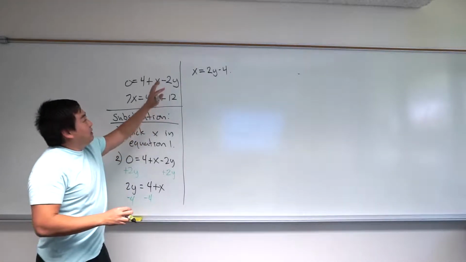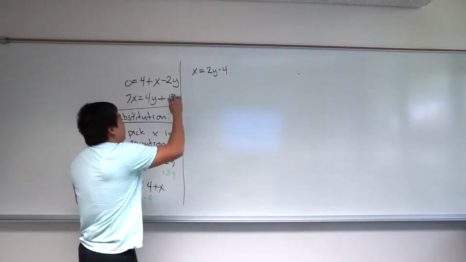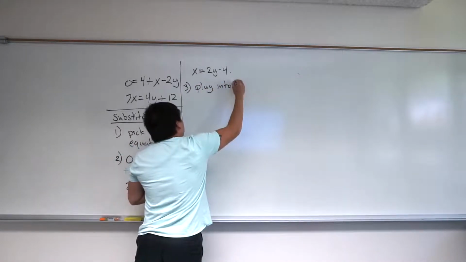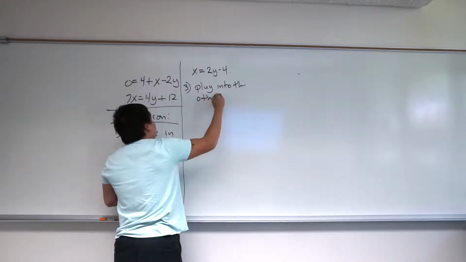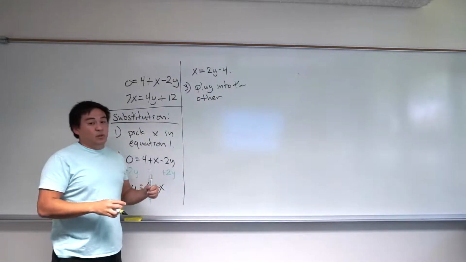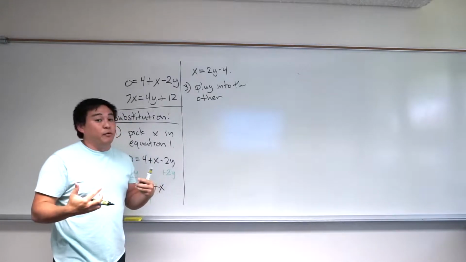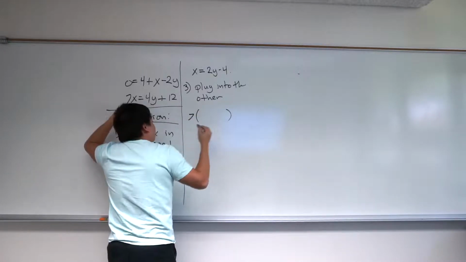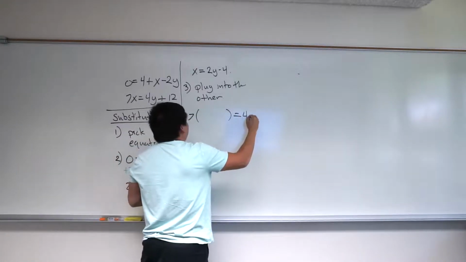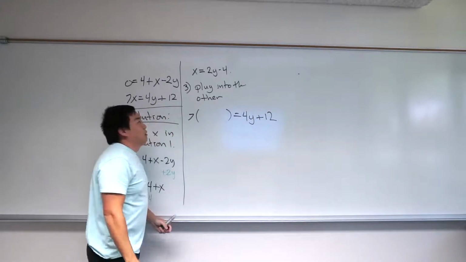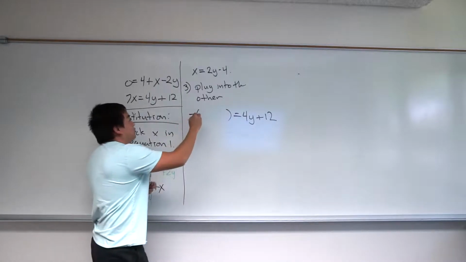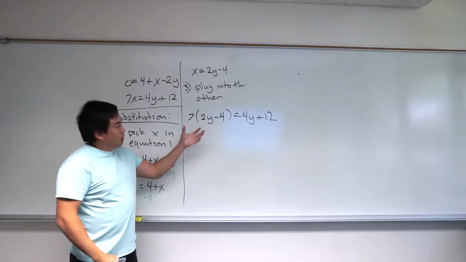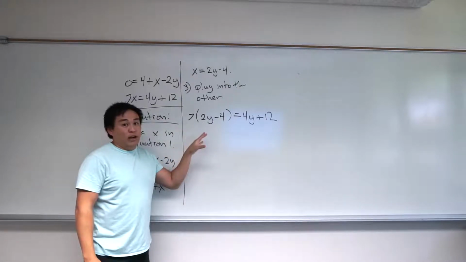So that's step 2, where we're actually solving for the x variable. The next thing we need to do is take the variable that we found and plug it into the other equation. Now remember from previous videos, when we plug in, we put parentheses around whatever we want to plug in for. So here in this 7x equals 4y plus 12, I want parentheses around the x. In that parentheses goes the 2y minus 4.